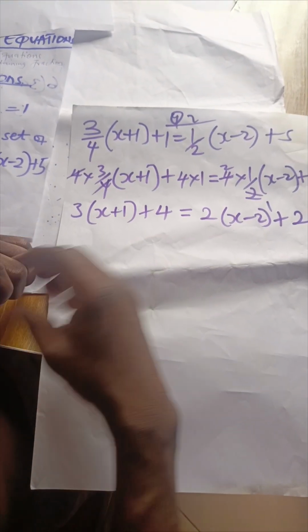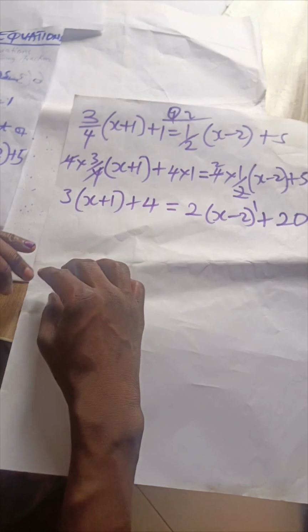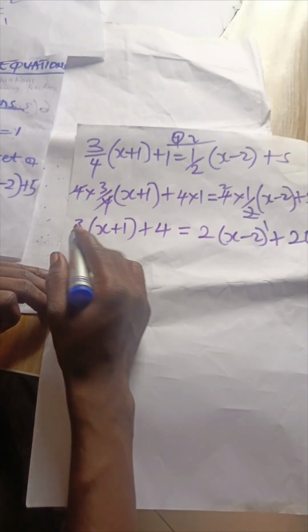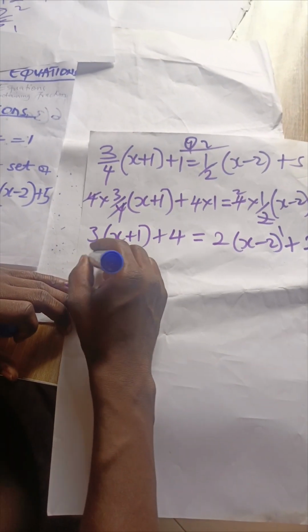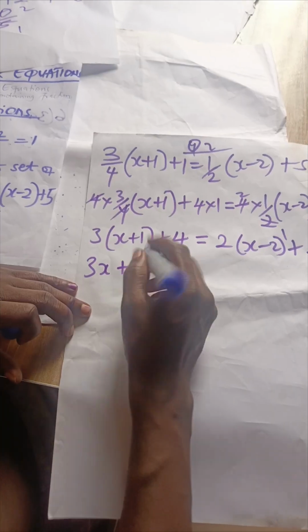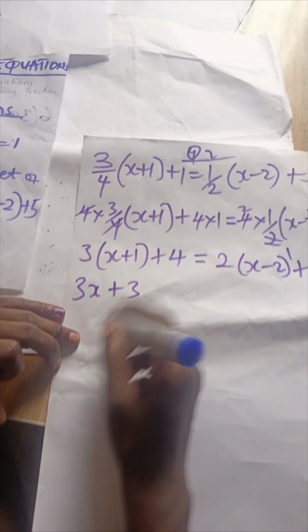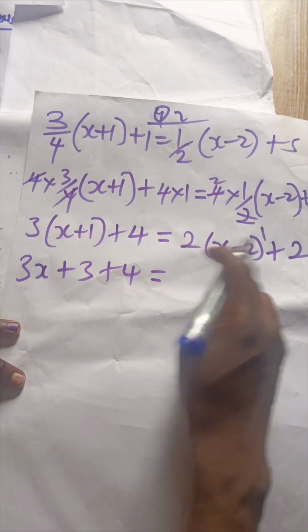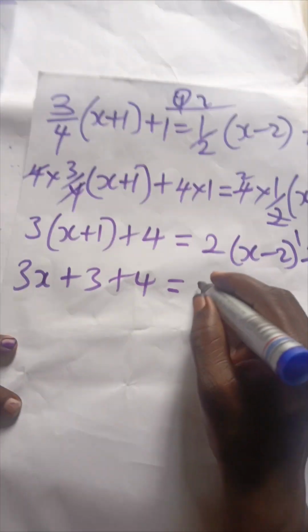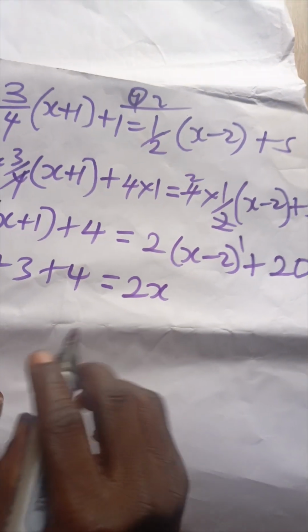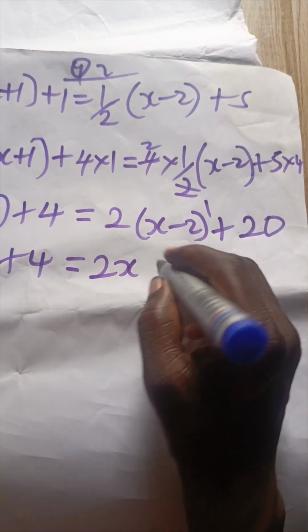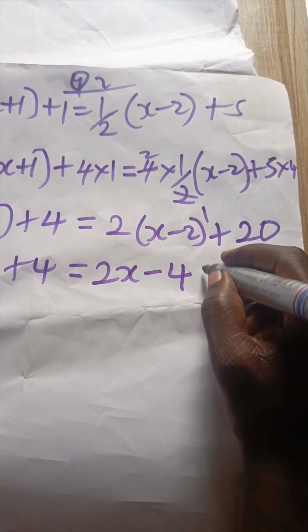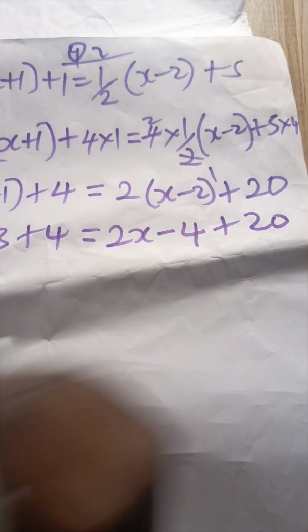Here we are to expand the bracket. We have to remove the bracket. So 3 times x will give us 3x plus 3 times 1 will give us 3. Then we have our plus 4 here. Is equal to 2 times x will give us 2x, and 2 times negative 2 will give us negative 4. Then add your plus 20 to it.